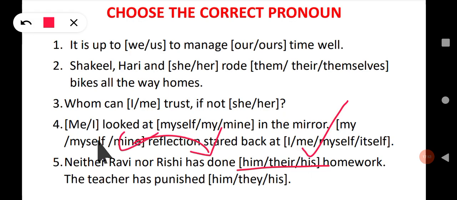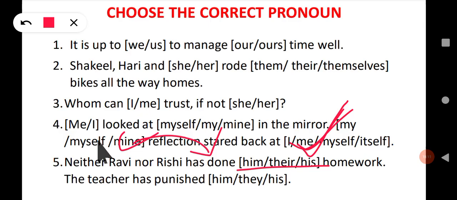When you come across neither-nor, you are separating the people and speaking. You are telling not this fellow, not even this fellow. So you have to use it as a singular. That is not a group, it is singular. With singular, we have to go with has. Neither Ravi nor Rishi has done his homework.